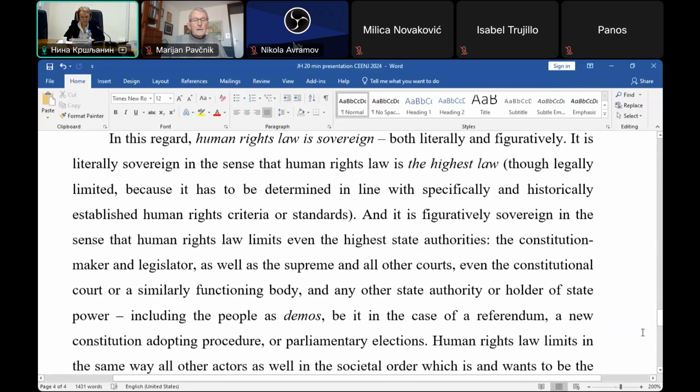It is literally sovereign in the sense that human rights law is the highest law, though legally limited because, politically limited, because it has to be determined in line with specifically and historically established human rights criteria and standards. And those standards are something that is politically or morally obliged, morally or ethically or politically.